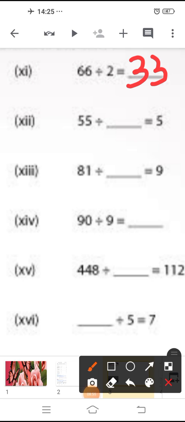What can we divide 55 by that will give you 5? So we can divide with 11. The 11 table I know very well. 11 1s are 11, 11 2s are 22, 11 3s are 33, 11 4s are 44, 11 5s are 55. So 11 5s are 55. Okay.